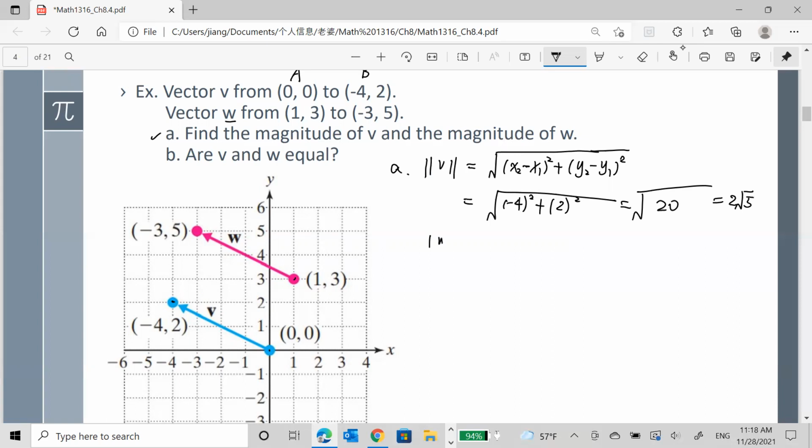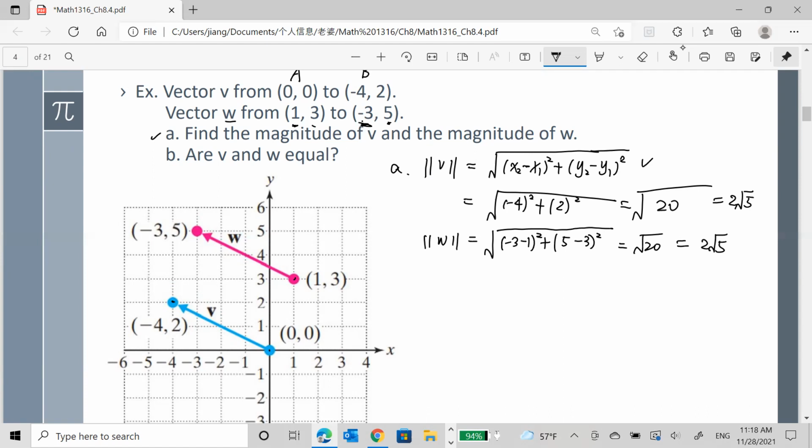And they're also asking about the magnitude of w. It's still using the same formula: the square root of (x2 minus x1) squared plus (y2 minus y1) squared. So -3 minus 1 squared plus 5 minus 3 squared. So this is 4 squared, this is 2 squared. That's the square root of 20, which equals 2 square root of 5. So they have the same magnitude.